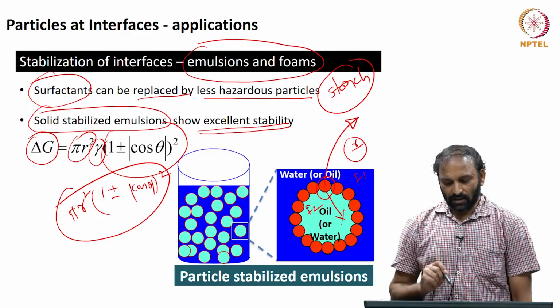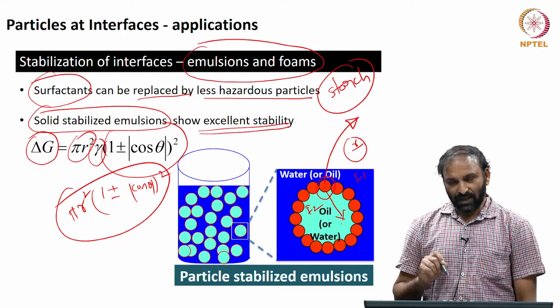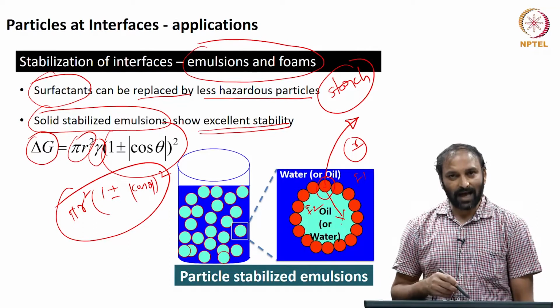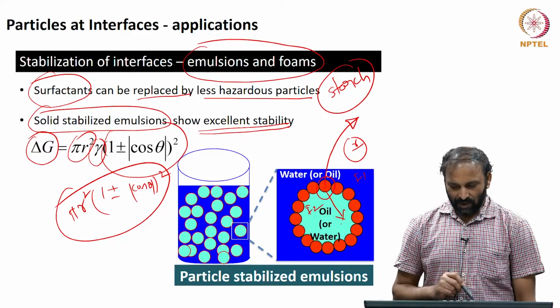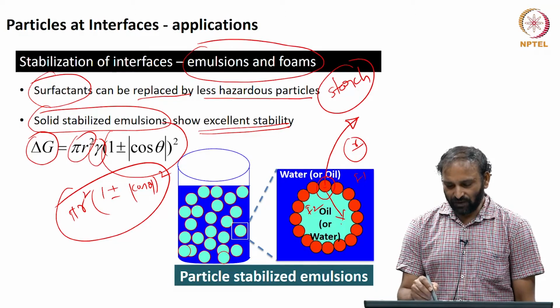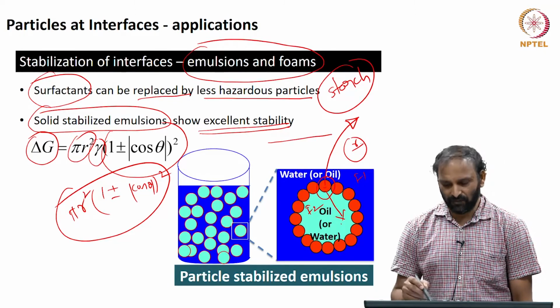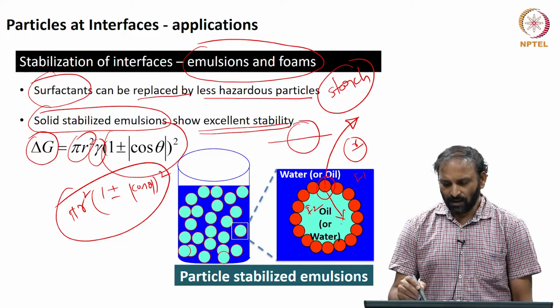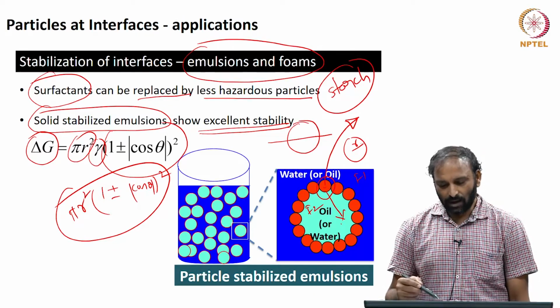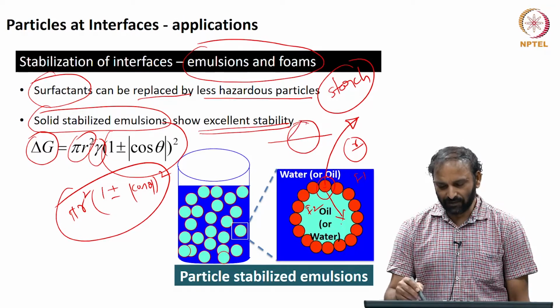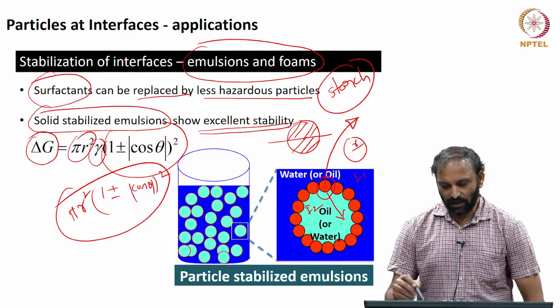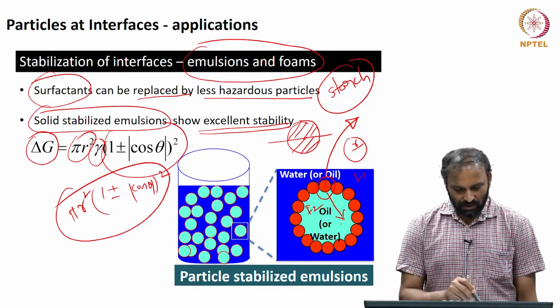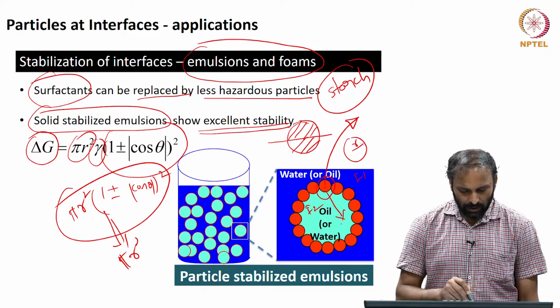This term, multiplied by pi r square, gives the area that the particle is replacing when it is at the interface. Essentially, if the particle is exactly situated at the interface such that half of the particle is in one phase and half of the particle is in the other phase, then this term becomes pi r square.